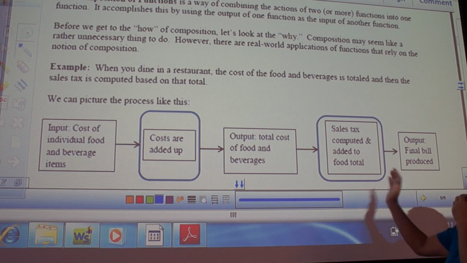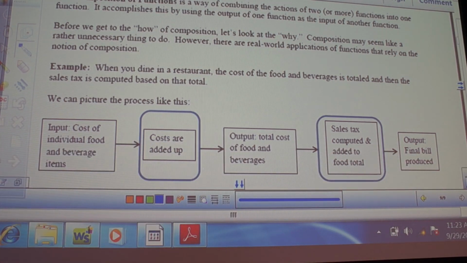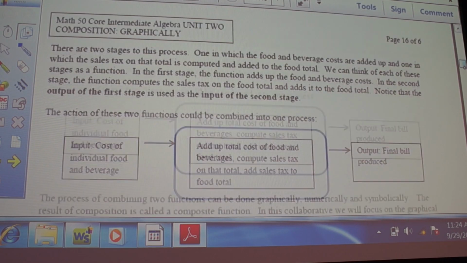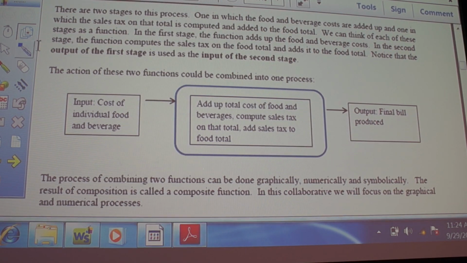So you can think of that as 2 different functions, right? One that adds up all the inputs and spits out a total, and the other one that multiplies the sales tax and adds that in. Those are the two functions, the 2 stages.